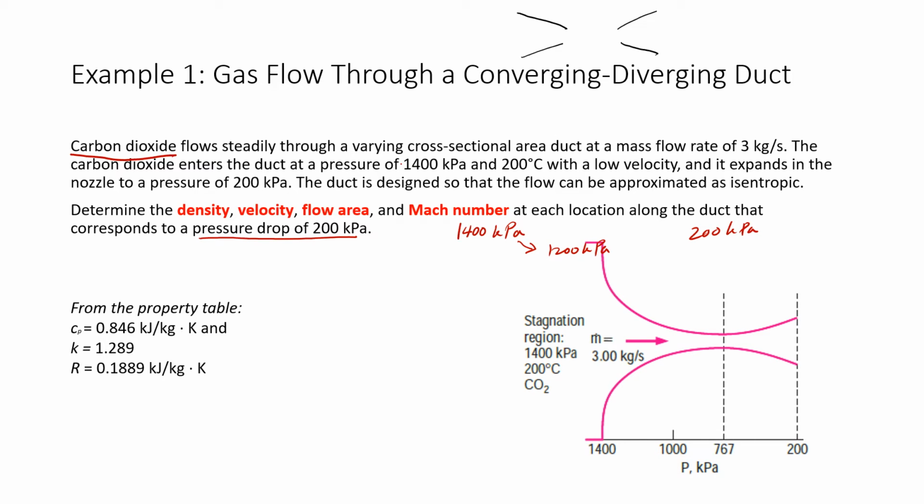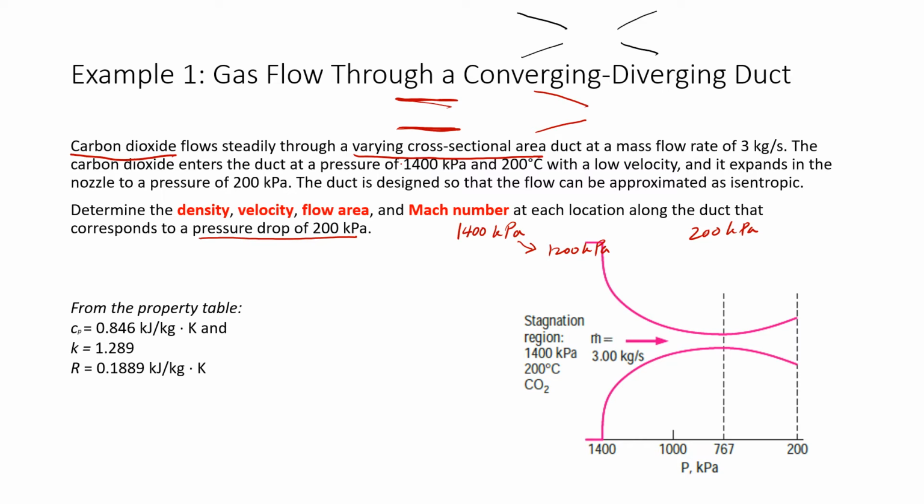Okay, this is the diagram for this problem. It is a duct that has a varying cross-sectional area. This is a constant area. This is a decreasing area. But here it's varying. You can see that it starts big and then it becomes smaller, like a nozzle.